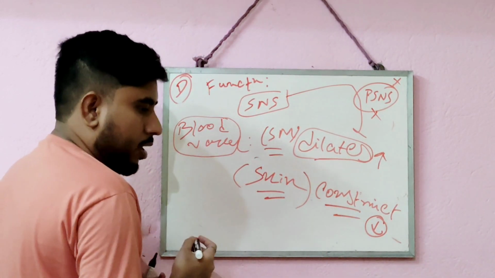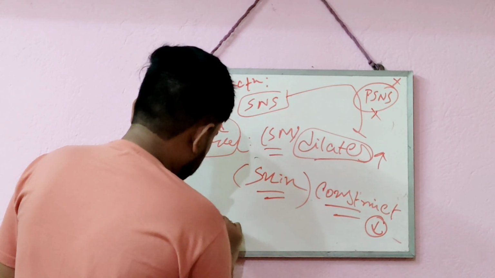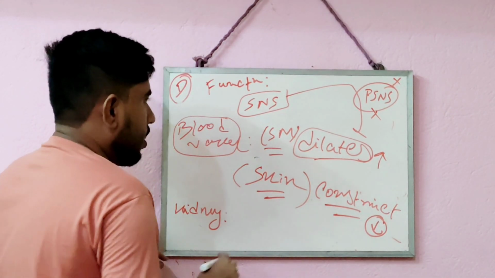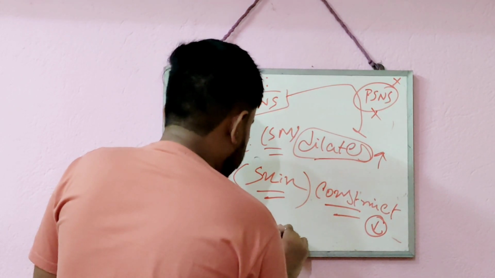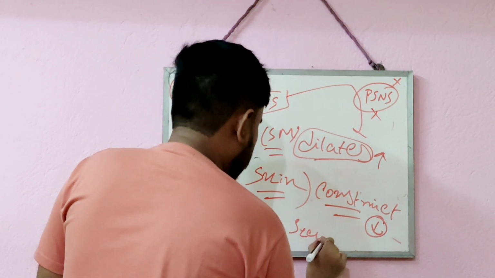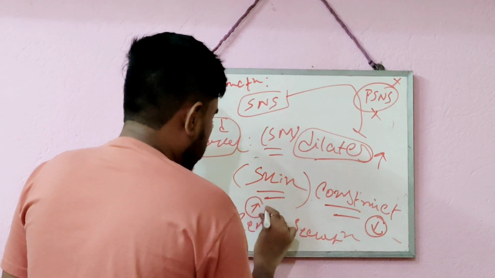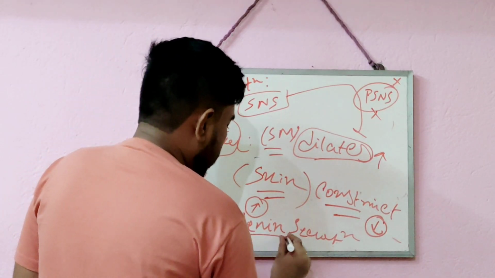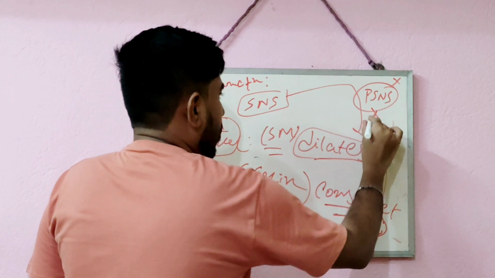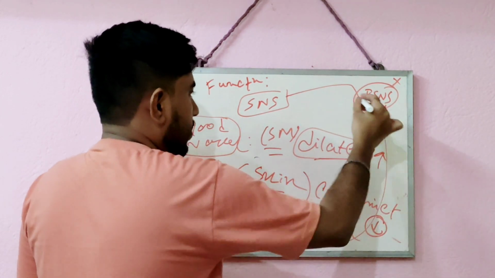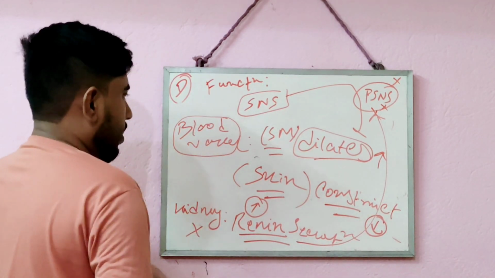Like the same, another example where only the SNS works is the kidney. In case of the kidney, the SNS generally increases renin secretion from the kidney. So here only the SNS does its work, and it shows excitatory action by which renin secretion by the kidney is increased. There is no action or control by the PSNS. That means the parasympathetic nervous system can't control renin secretion by the kidney.